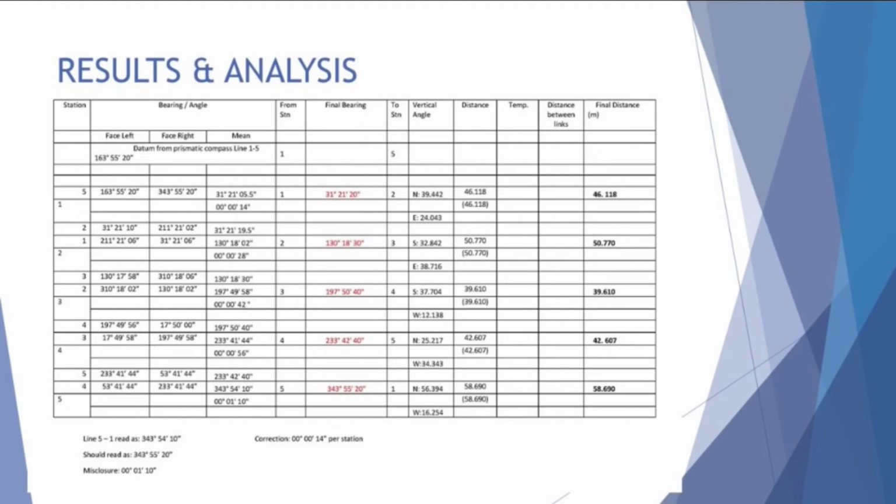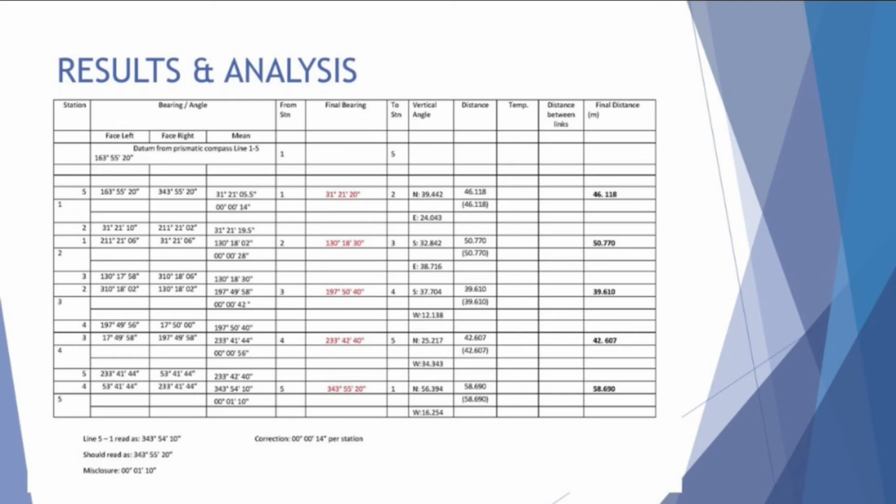So line 5 to 1 reads as 343 degrees 54 minutes 10 seconds and should read as 343 degrees 55 minutes 20 seconds. Then subtract it and we get the misclosure 0 degrees 1 minute 10 seconds. And divide the misclosure by 5 since we have 5 stations, then we get the correction per station, 0 degrees 0 minutes 14 seconds. So the correction for the first station is 0 degrees 0 minutes and 14 seconds.